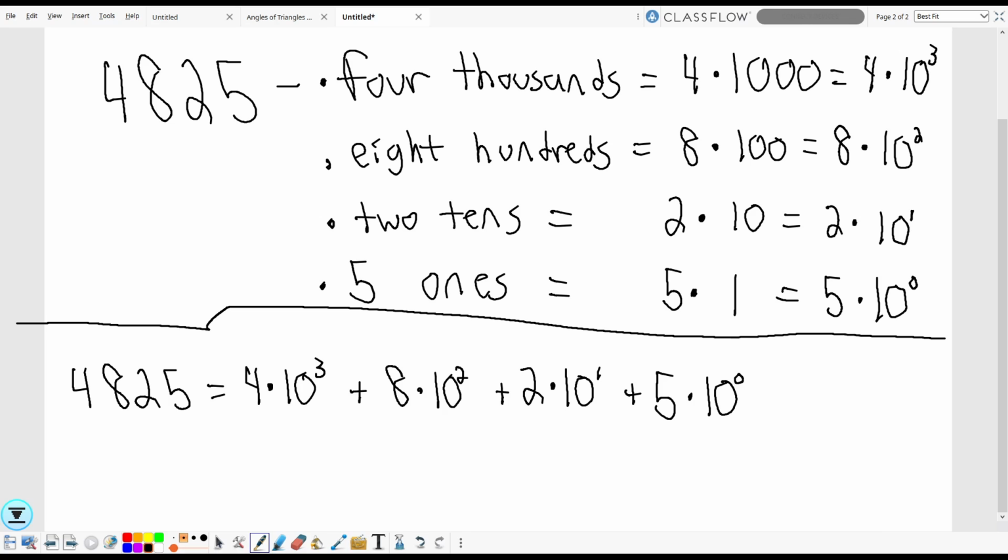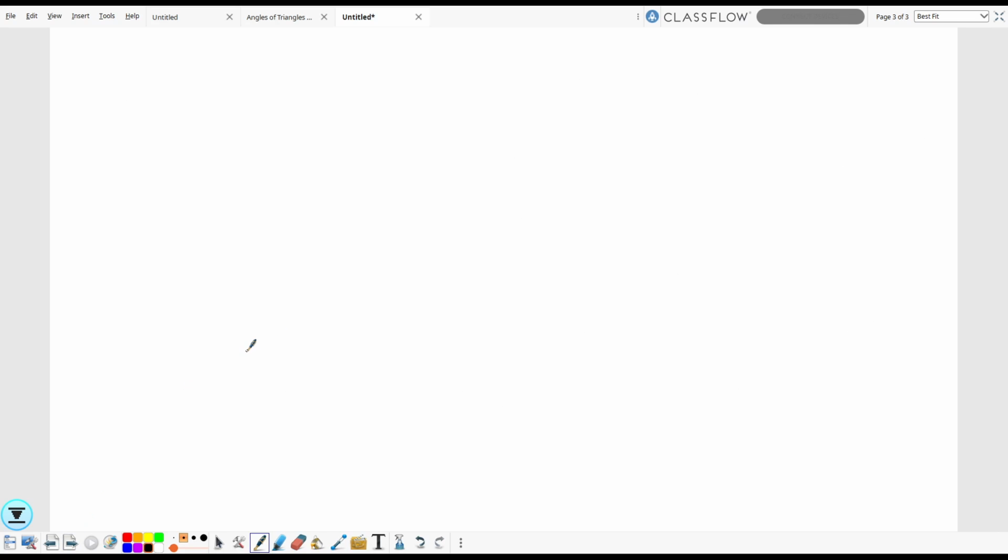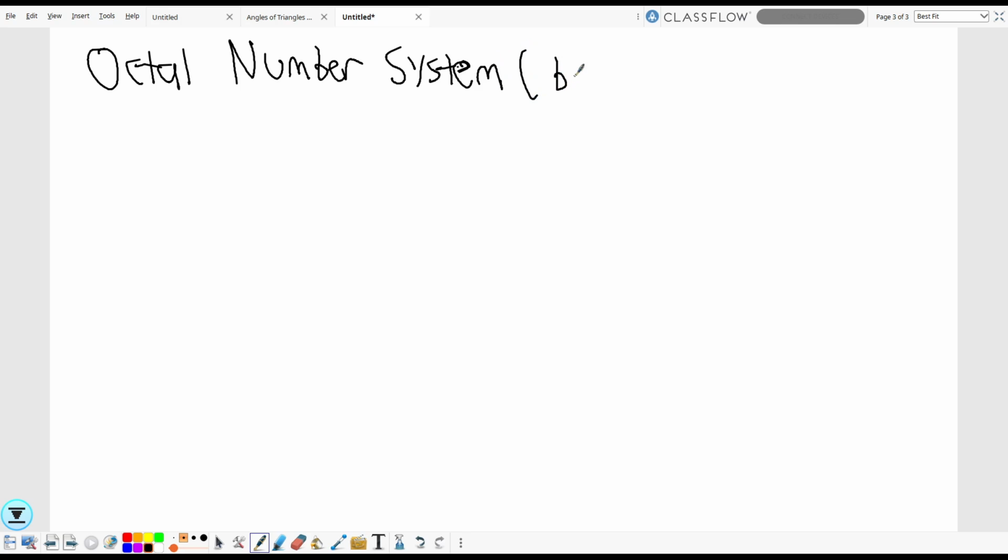Okay, so another number system that's a step down from ours would be what's called the octal number system, which is base 8, because that prefix octo or octal, like an octopus, means 8.